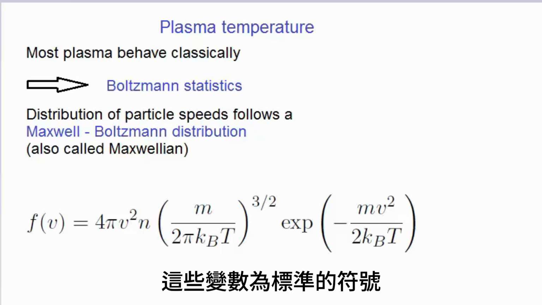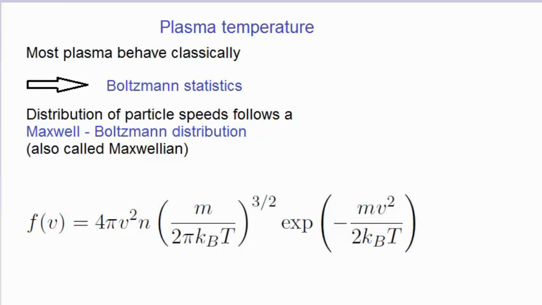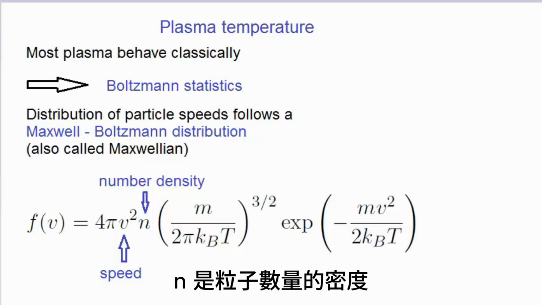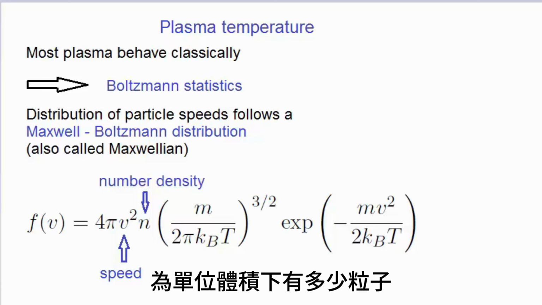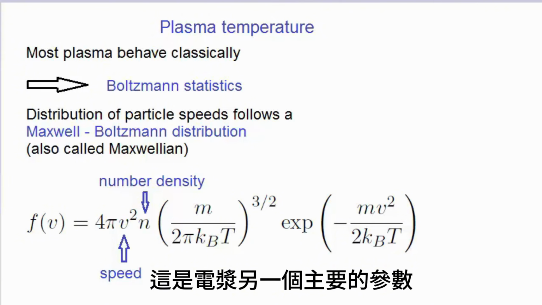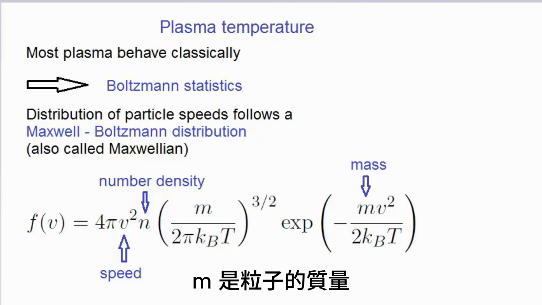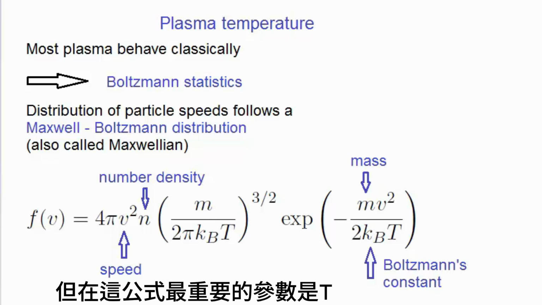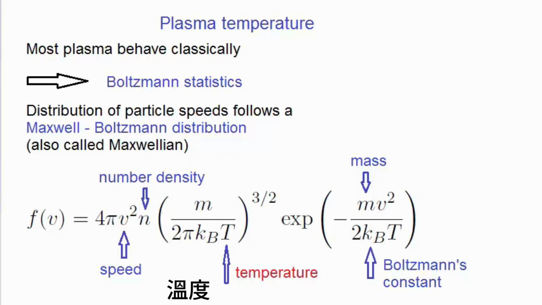Most of the variables there follow standard notation, but here are some definitions. v is the speed of the particles. n is the number density, that is, the number of particles per unit volume. This is another main parameter in plasmas. m is the mass of the particles. k_B is the Boltzmann constant. But the important parameter in this equation is T, the temperature.